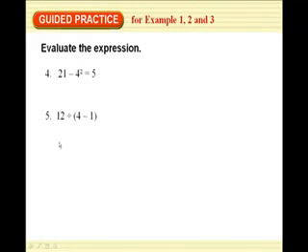Now we have a parenthesis. We know we have to do the parentheses first. So 4 minus 1 is 3, and then we just divide. 12 divided by 3 is 4. Order of operations. Good deal. Again, there's a parenthesis, so we do 6 minus 1 first, which is 5. 4 times 5 comes out to be 20. So that one works out good too.